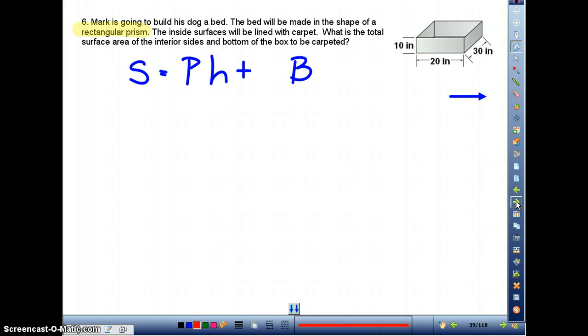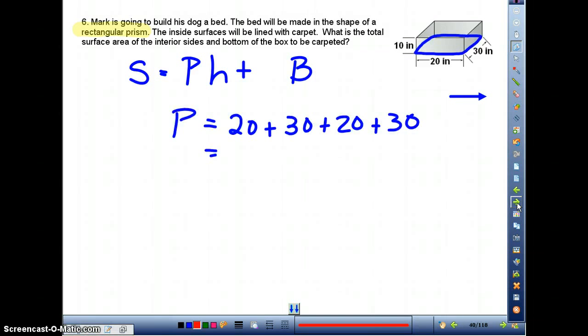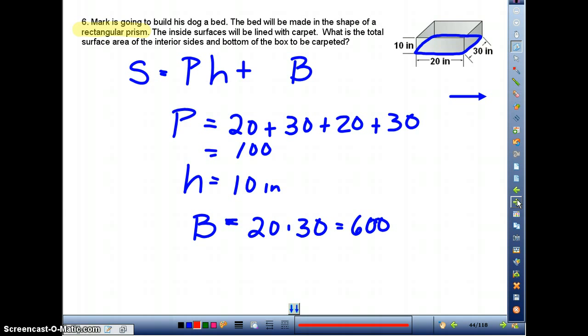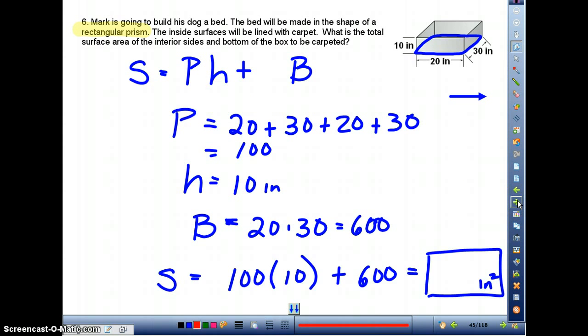We're going to line the 4 sides and the base. Capital P is the perimeter of your base. That's 20 plus 30 plus 20 plus 30, which is 100. H is the height of that box, which is 10 inches. Capital B represents what? That's the area of your base, which is 20 by 30. So we have an area of the base of 600. Plug those numbers into your formula, and you do the math. And is the answer in the answer bank? Yes, it is.